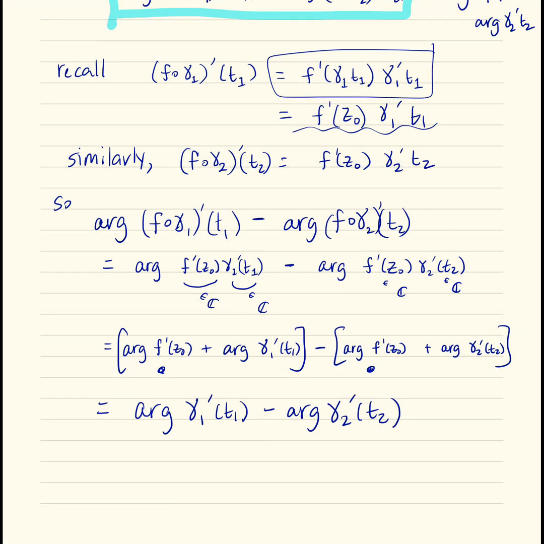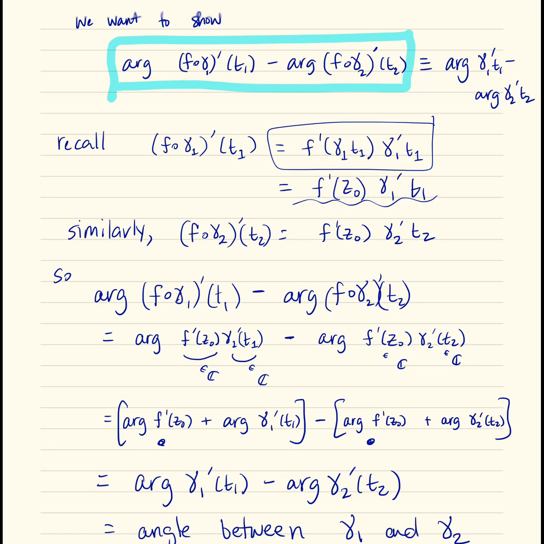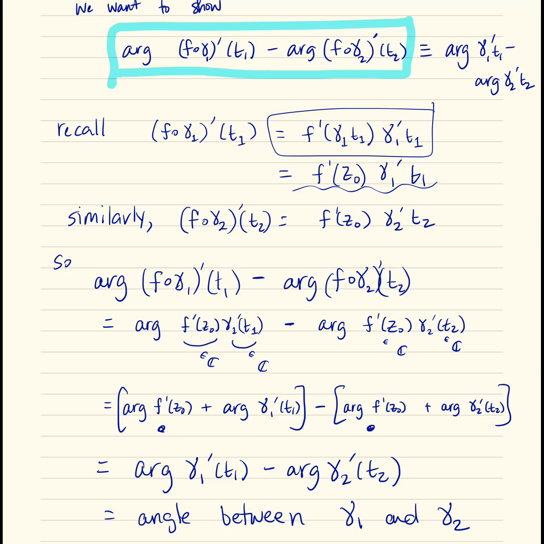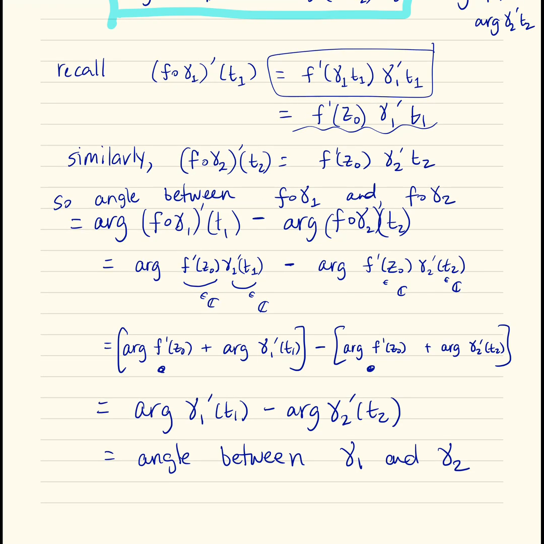And isn't this equal to the angle between gamma 1 and gamma 2? Yes? So we started off with the angle between f composed with gamma 1 and f composed with gamma 2, it is equal to all this, and we end up with it's equal to the angle between gamma 1 and gamma 2.